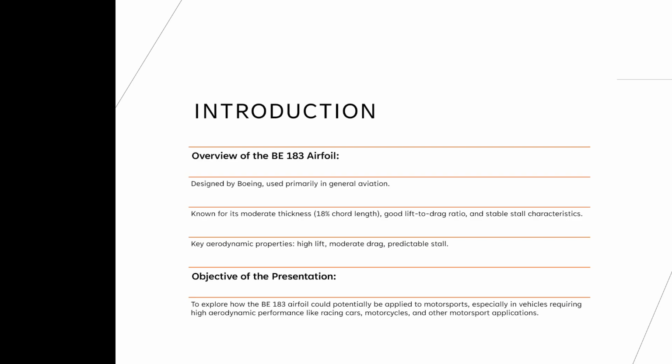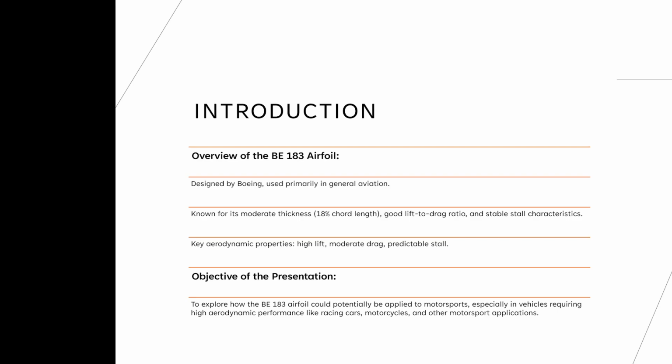Alright, so just a quick overview of the BE-183 airfoil. It was initially designed by Boeing and used in general aviation. It's known for its moderate thickness. It has an 18% chord length, which gives it a good lift to drag ratio, and it really stabilizes the stall characteristics. It gives the best of both worlds in terms of giving you good lift, but not enough drag to where if your airflow is disrupted, you're going to be out of the water.